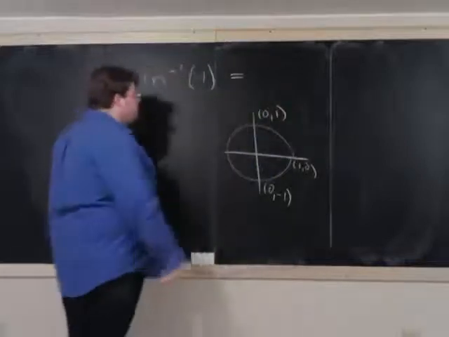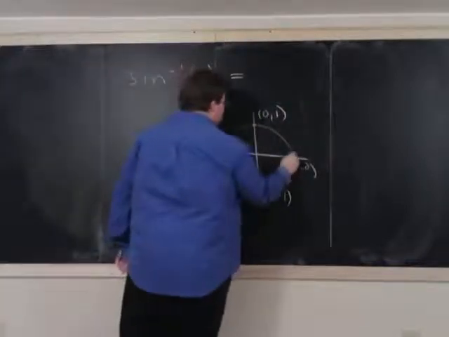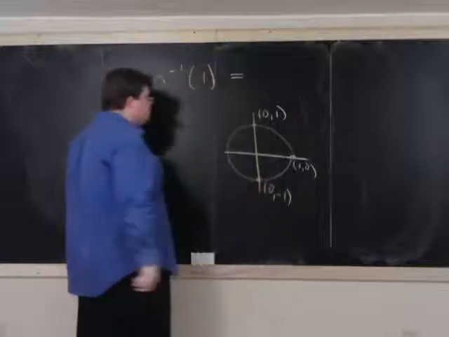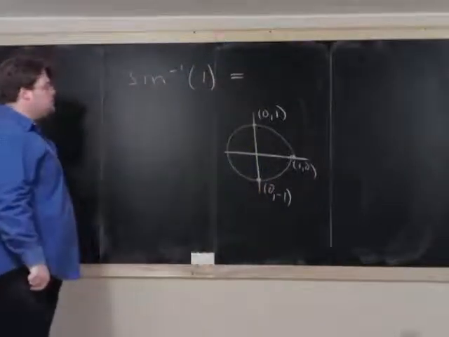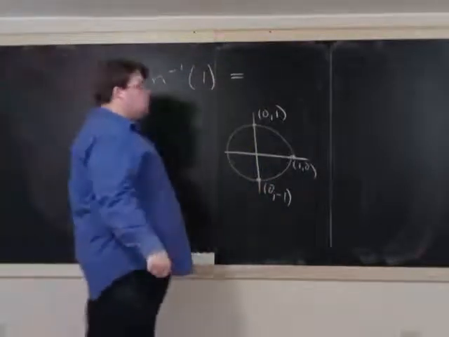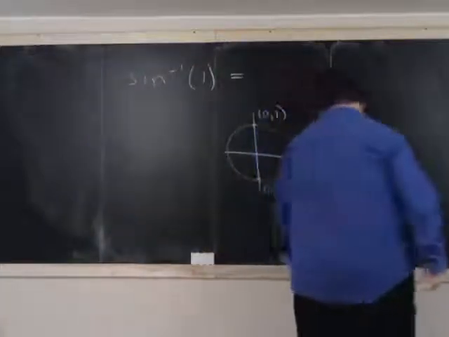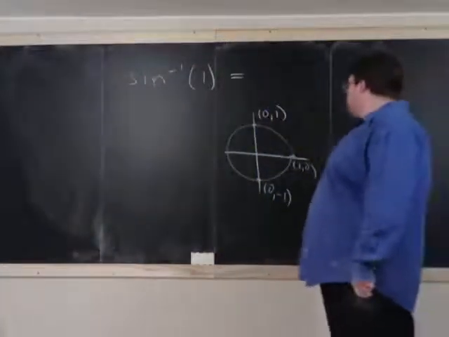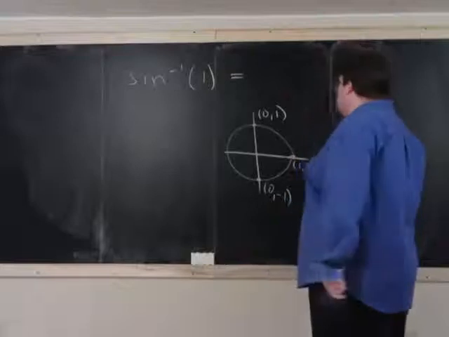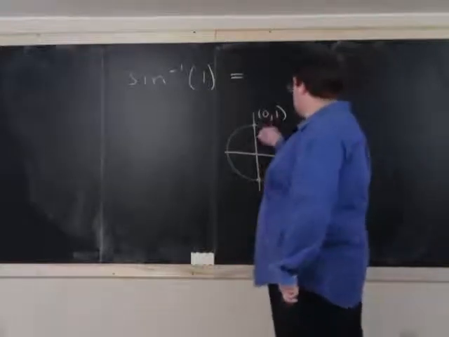So these 3 points on the unit circle are given by these ordered pairs. We want the angle whose sine is 1. Remember, the y-coordinate gives you sine of the angle. So where is the y-coordinate 1? Well, the y-coordinate is 1 up here.